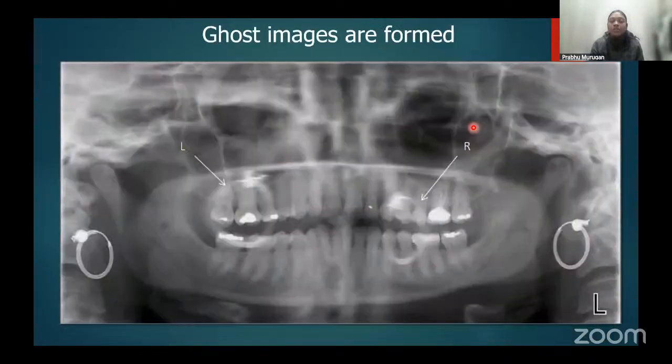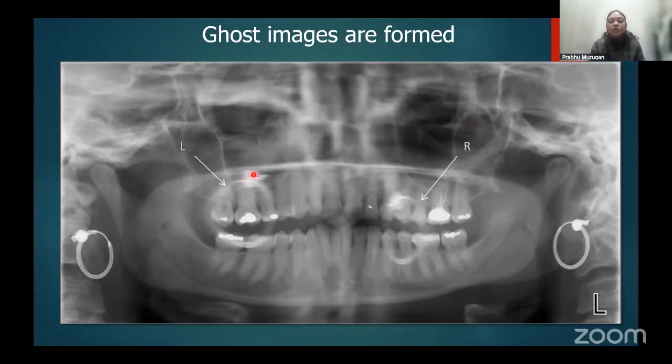Ghost images: like I already told you, external jewelry or any kind of metallic objects create something called ghost images on the OPG. Apart from that, we also have implants. If the patient has implants or radiopaque fillings, these sometimes cause distortion and give the appearance of ghost images. Mostly fillings will not cause distortions, but will be clearly visible on the OPG. Implants will not cause ghost images, but will be slightly blurred out. They can cast shadows sometimes.